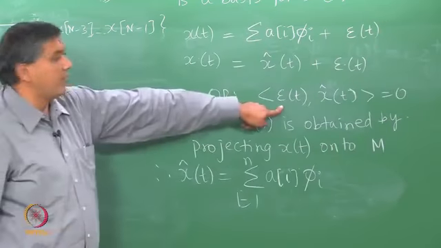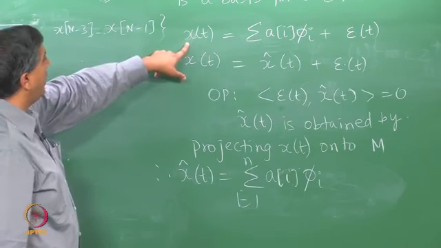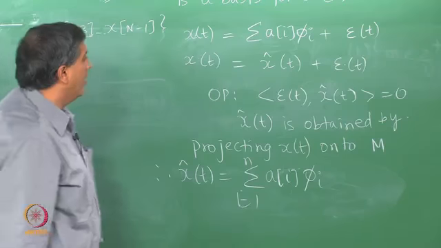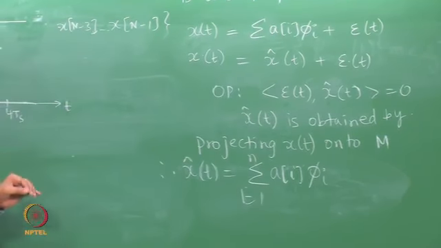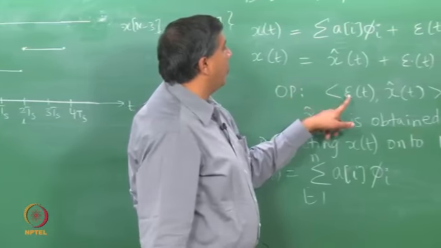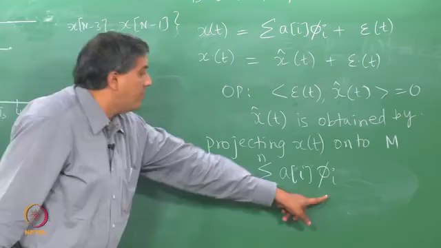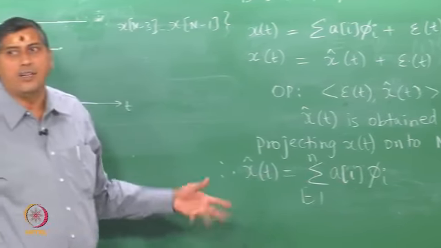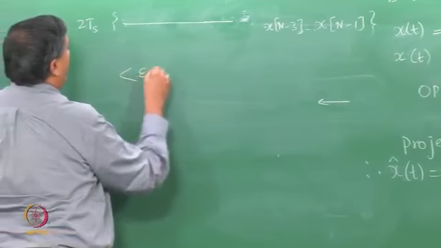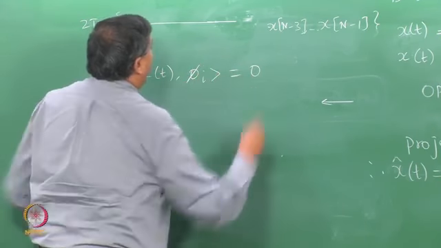and then I use this result, right. So, what I do is I take inner products of x with x hat of t. The only step that I do is, instead of taking the inner product of epsilon with x hat, I take inner products of epsilon with the basis functions that generate x hat. It is one and the same. Therefore, I require this.